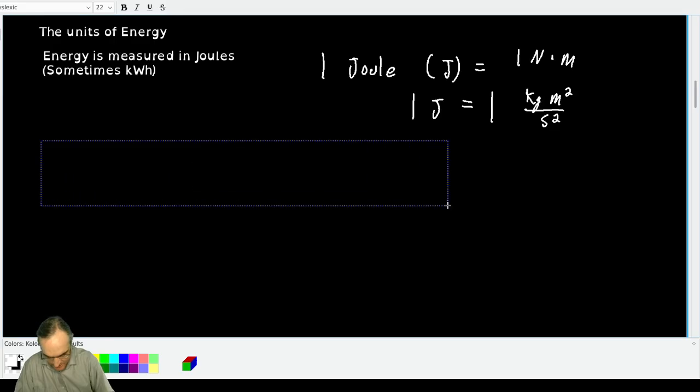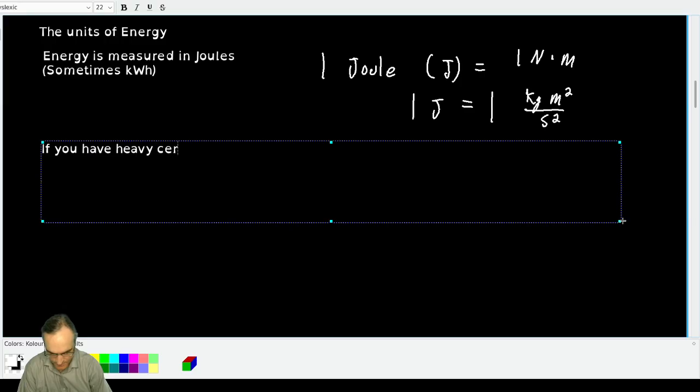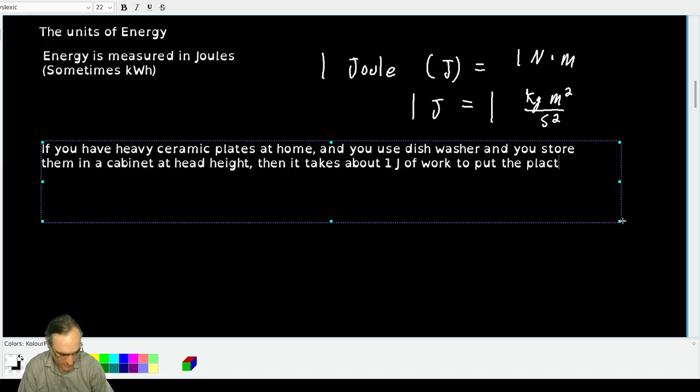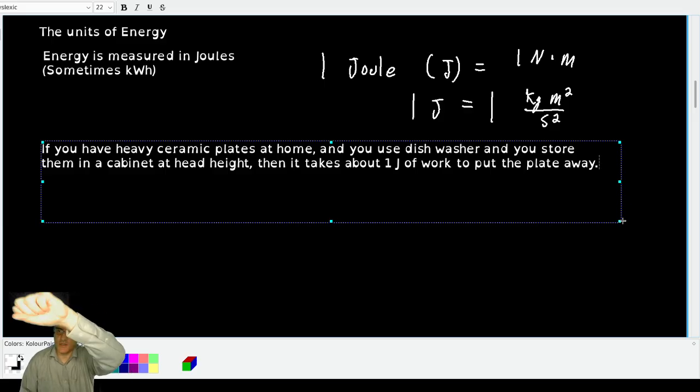All right, last idea I want to get across. If you have heavy ceramic plates at home, and you use a dishwasher, a machine that can wash your dishes that's usually down near the floor, and you store them in a cabinet at head height, roughly, then it takes about 1 joule of work to put the plate away. So you've got your dishwasher down around your knees, maybe your ankles. You take your heavy plate out of there, you lift it up, you put it somewhere around chest to head height, and that is roughly 1 joule's worth of work. It's a fair amount of work.